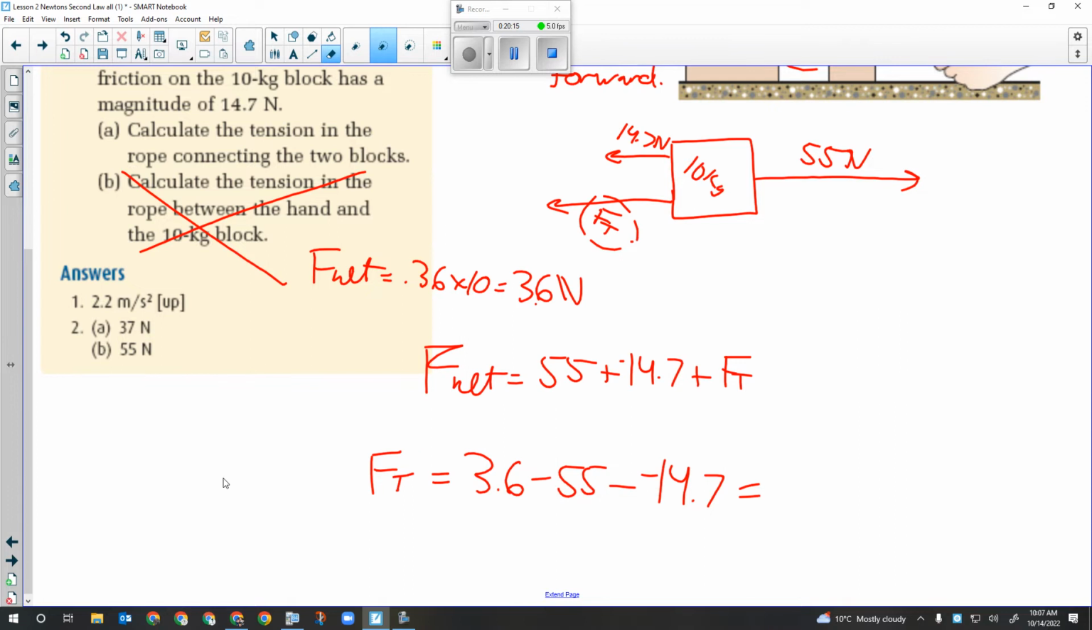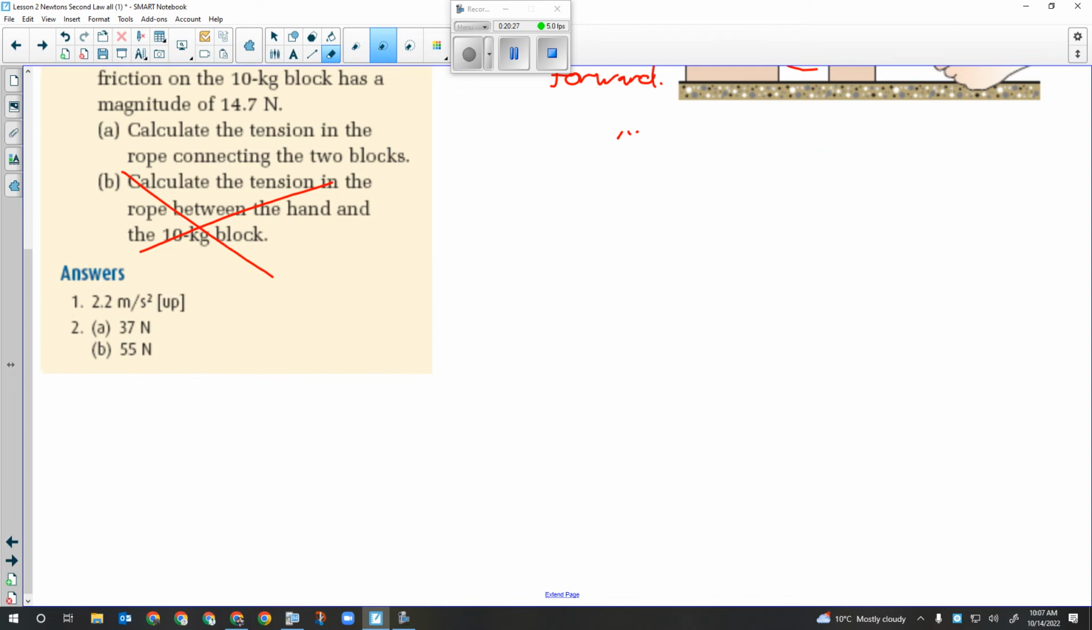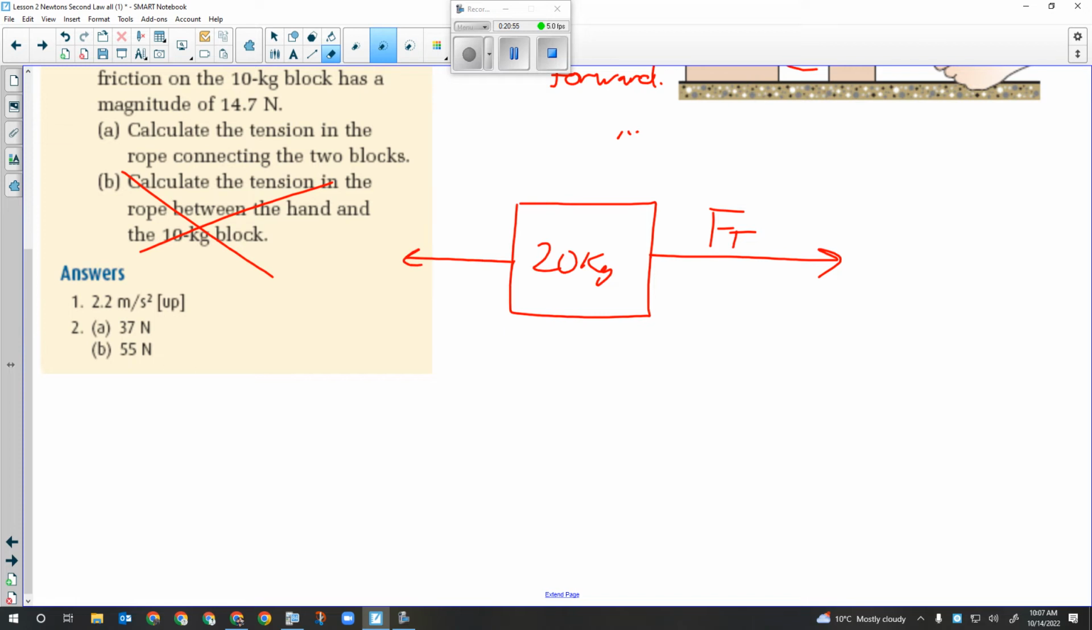All right, here's how we do it from the 20 kilogram block's point of view. How big is it? Well, actually, it's not 44.1. 44.1 is the whole system. It's 29.41. I have to subtract. I know the total frictional force on the whole system was 44.1. I know the force of friction on the first block is 14.7. So I've got to subtract those. What was it?